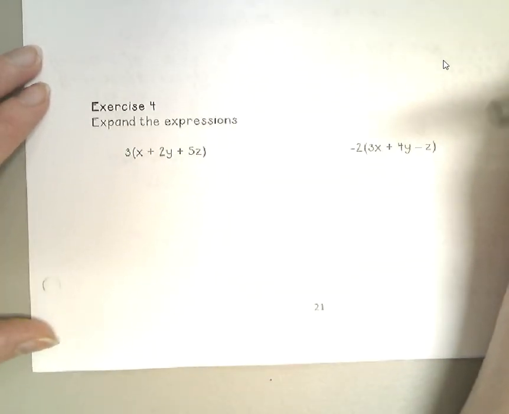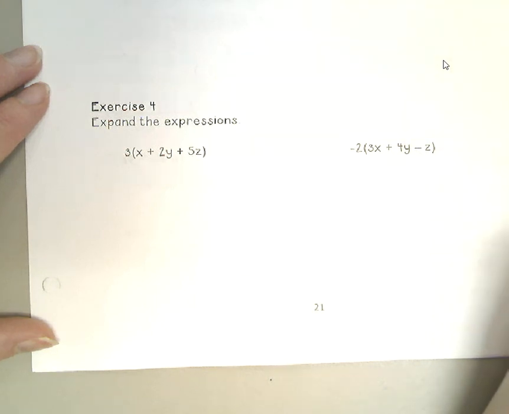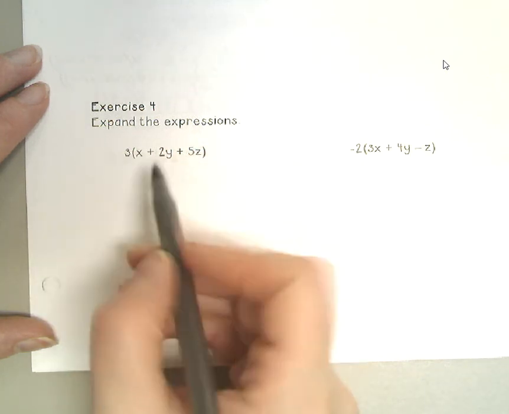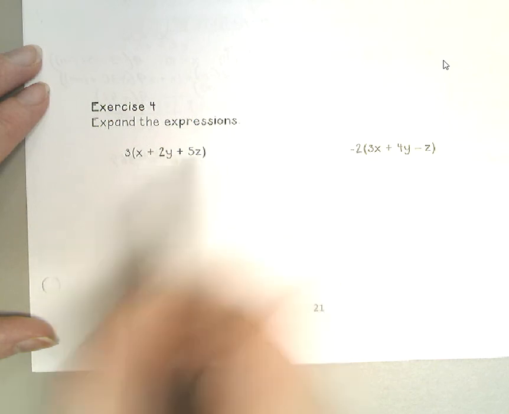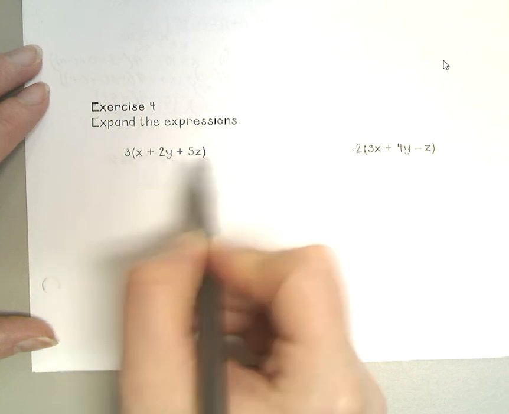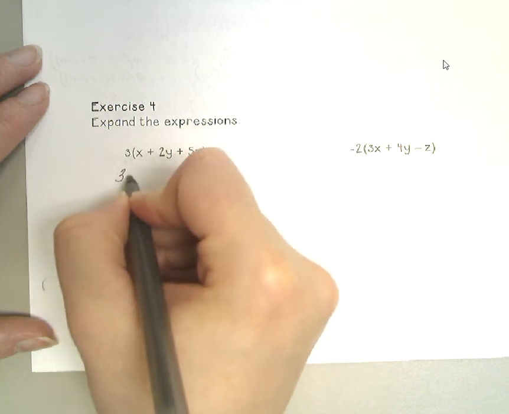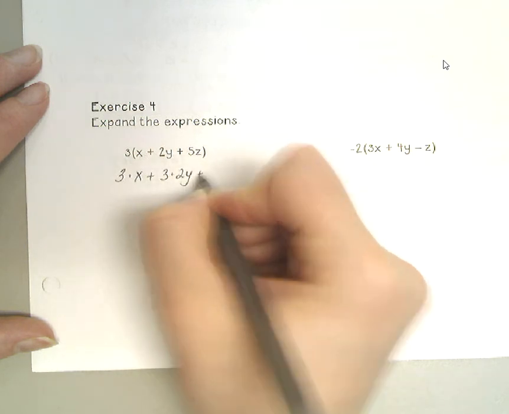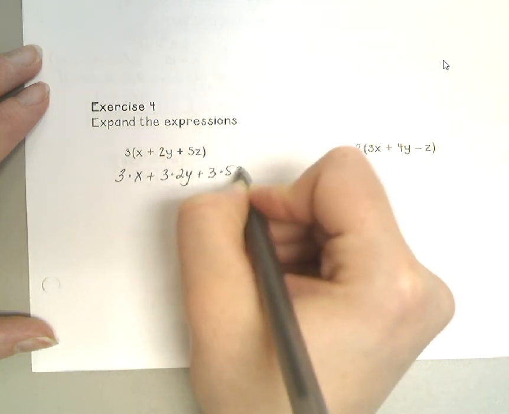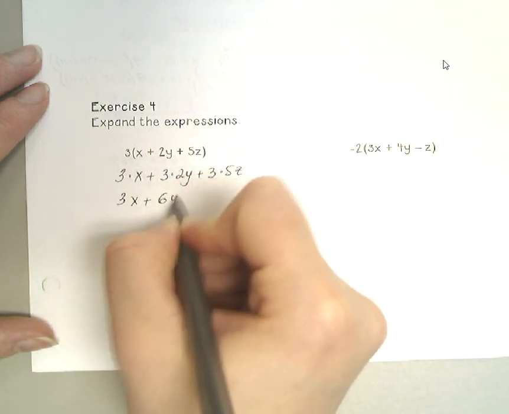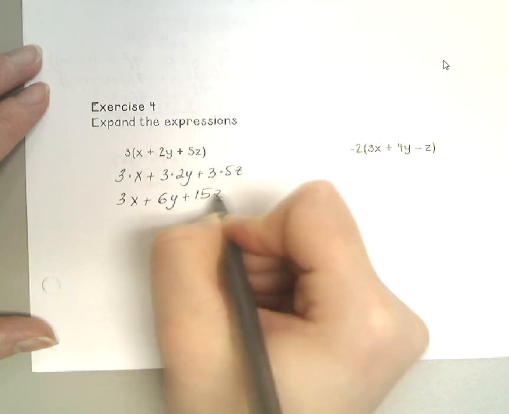All right, exercise 4, and these are the last 2 problems in our lesson for today. So same exact thing. I'm multiplying 3 by 3 terms inside the parentheses. And I'm doing it because I have 3 groups of all of that. So I will have 3 times x plus 3 times 2y plus 3 times 5z. I will have 3x plus 6y plus 15z.